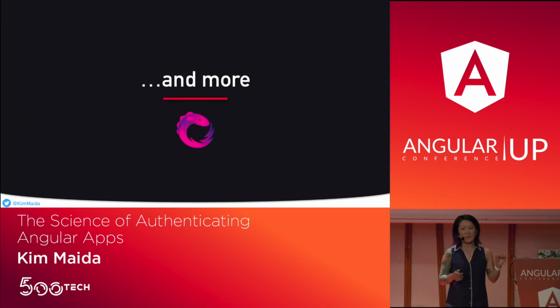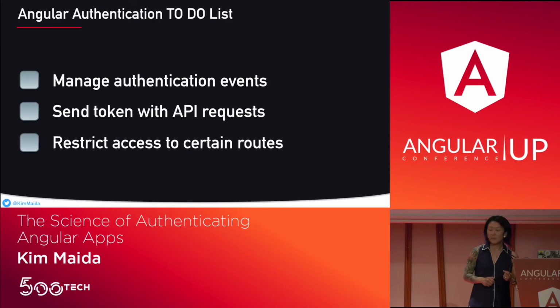And those are just a couple of examples of things that you can do with RxJS to help manage authentication in your applications and with callbacks. And I'm sure that you can find a lot more ways to leverage RxJS in your applications. So if we come back to our to-do list, we learned that we can elegantly manage authentication events with RxJS.